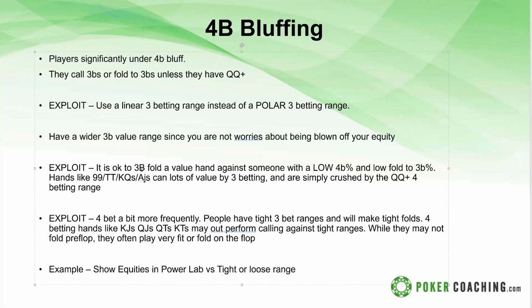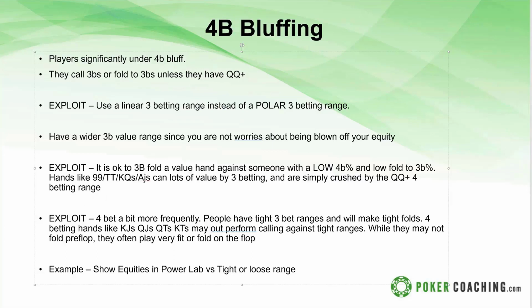So you can 3-bet those hands against people with these two properties, and it will probably outperform calling when they have both properties, a low 4-bet percentage and a low fold to 3-bet percentage. You definitely want to shift to a linear range, and I'll show you some equities really quick.